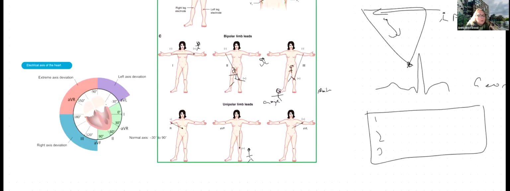If we look across on the left-hand side to the little wheel that Georgie's got here, you can actually see 2, 3, and AVF on the extreme left-hand side of the screen. They all share a similar pattern in terms of the action potential traveling towards it, and they will all look similar. Have a look on the wheel here, and you can see lead 1. It's looking at a different angle, so that's why we'll call that a lateral lead. It's a limb lead, but it's a lateral lead.